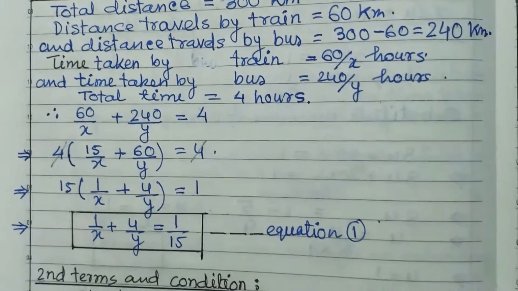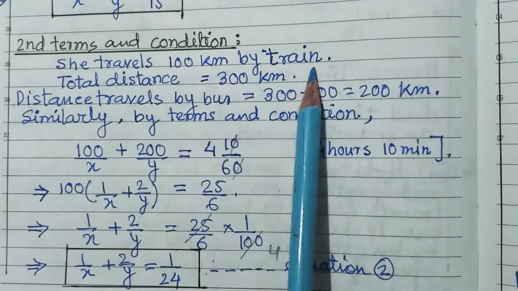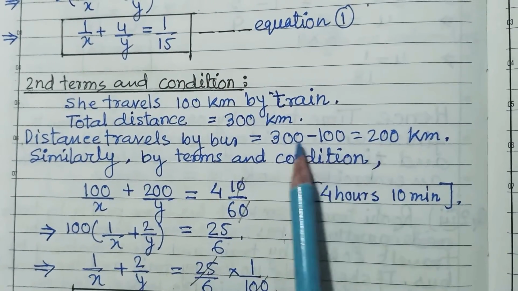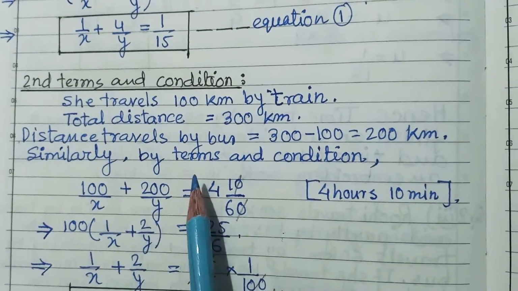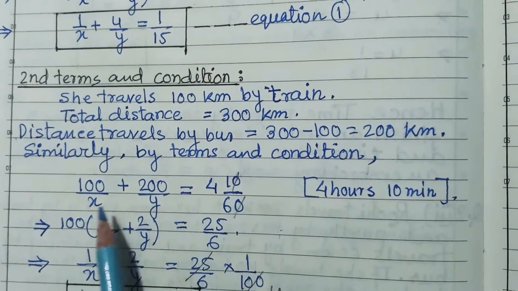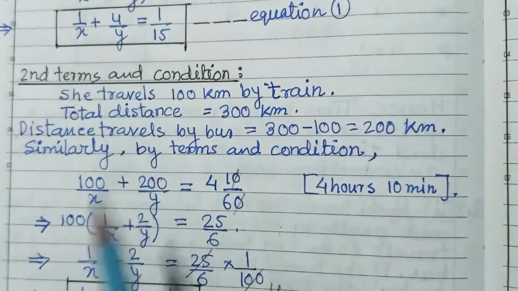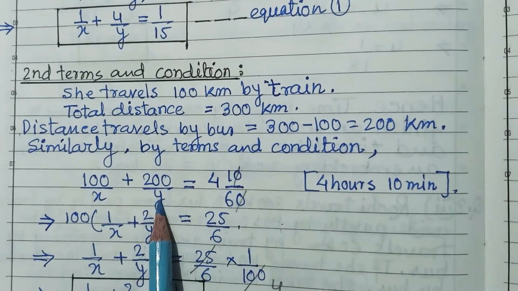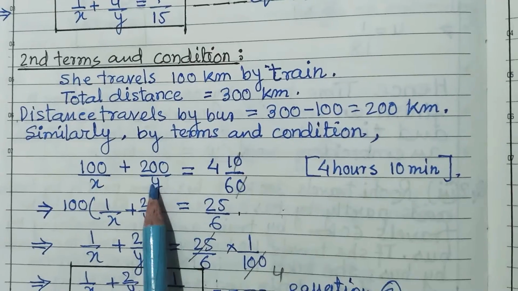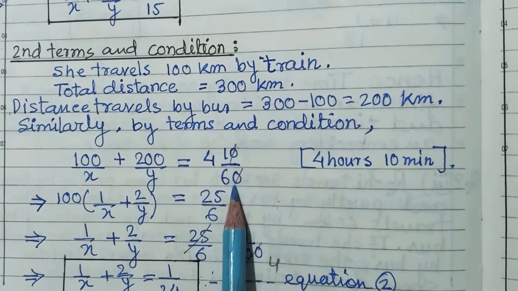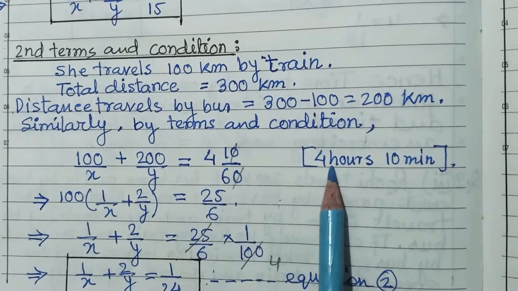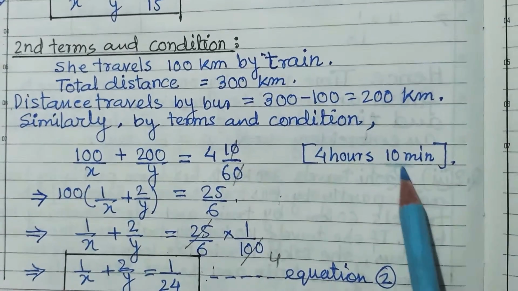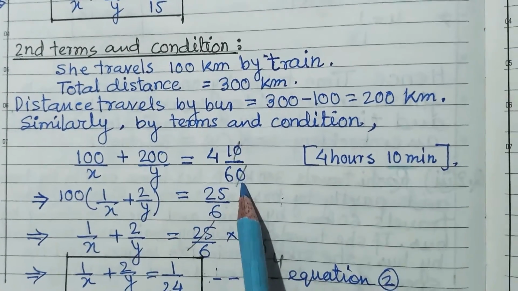Now the second terms and conditions. She travels 100 kilometers by train and total 300 kilometers, so by bus 300 minus 100, 200 kilometers. Similarly, 100 upon x, as we have done on this side, is distance upon speed, which is the time. Distance upon speed for the bus: so 100 upon x plus 200 upon y is equal to 4 whole 10 upon 60. Now see that 4 hours 10 minutes, if you change 10 minutes into hours, it is upon 60, so you can write 4 whole 10 upon 60. Clear?